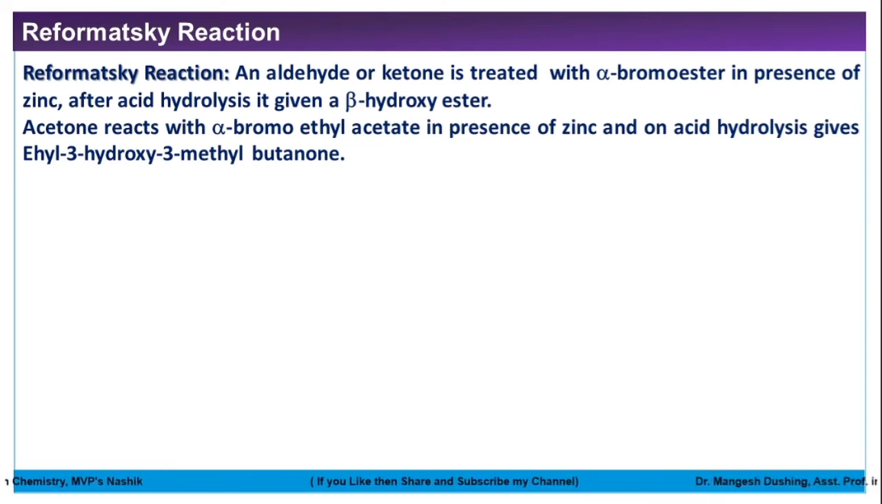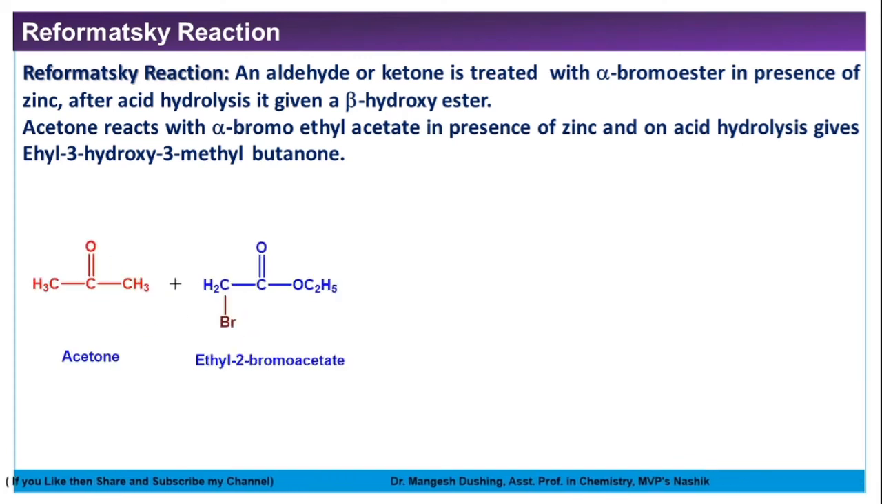Acetone reacts with alpha bromoethyl acetate in presence of zinc, and acid hydrolysis gives ethyl 3 hydroxy 3 methyl butanoate. So this is the example we will see now. This is the structure of acetone, and this is ethyl 2 bromo acetate. So this is alpha bromoethyl acetate.